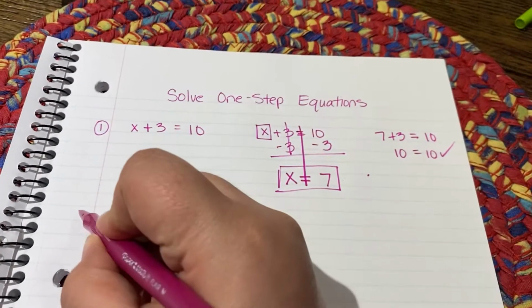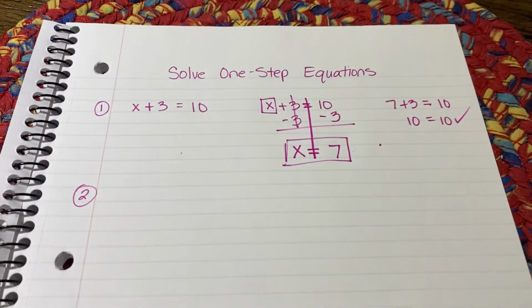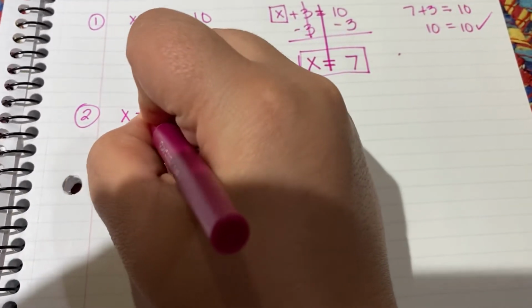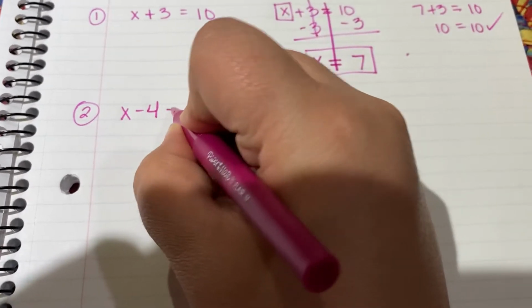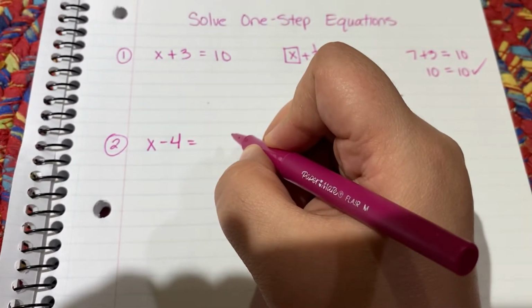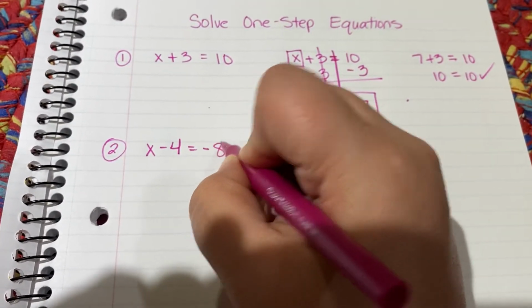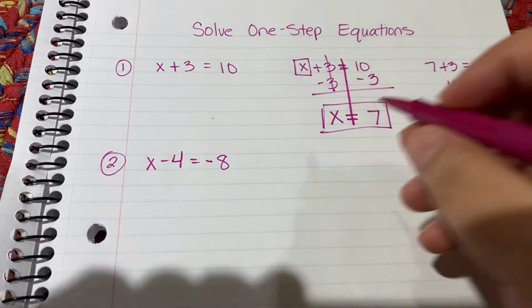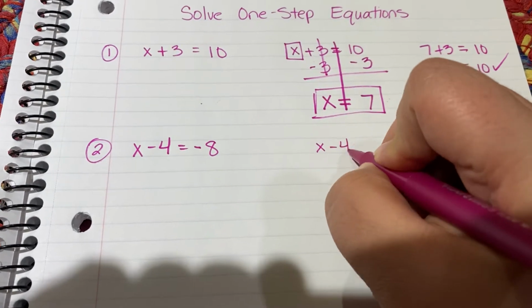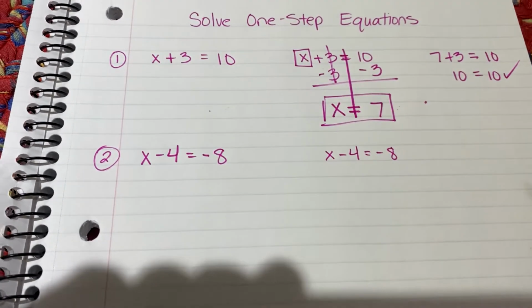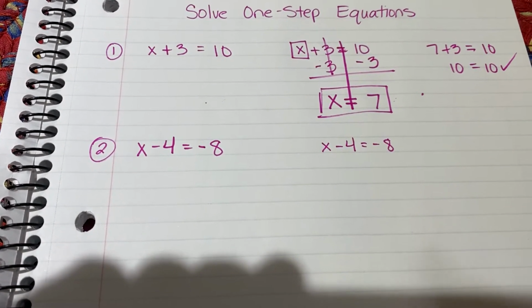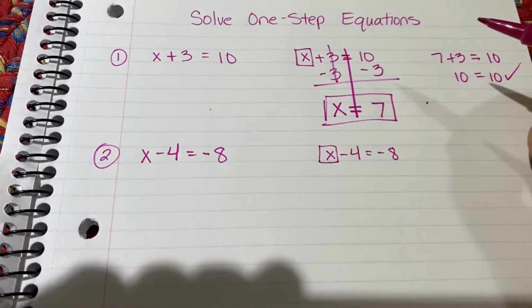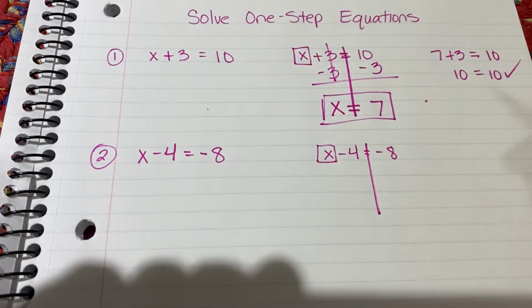All right, here's example number 2. X minus 4 is equal to negative 8. Sorry guys, it keeps focusing when I put my hand on it. X minus 4 equals negative 8. So again, we're going to start by rewriting the problem. And we're going to do our first 2 steps. We're going to box our variable, which again is x. And then we're going to draw our line through our equal sign.